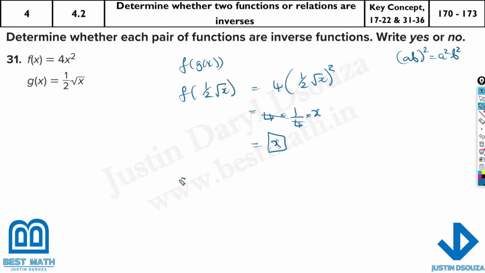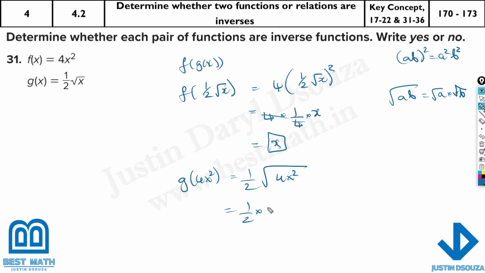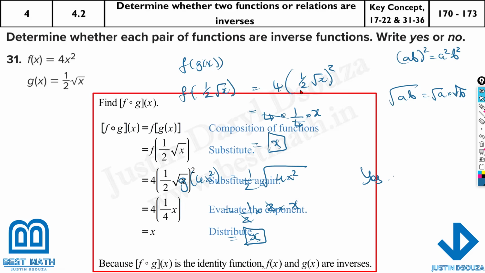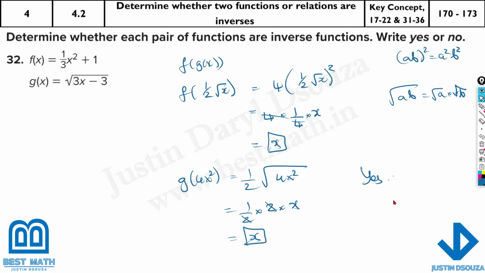Now we can try the other way around. It will be g of 4x squared, that is equal to half square root 4x squared. Now what about square root ab? That is square root a multiplied by square root b. So here it's going to be half times square root 4 is 2, times square root x squared will be x itself. And so yes, it is x. Therefore yes, they are inverse. You can just write therefore yes, they are inverse, or just write yes, they are inverse functions. You can write it from the question itself. So the answer is yes over there.